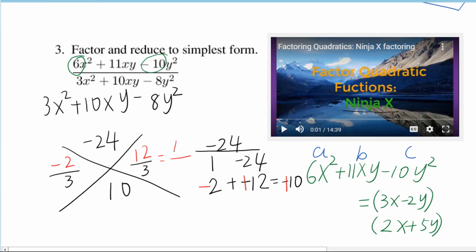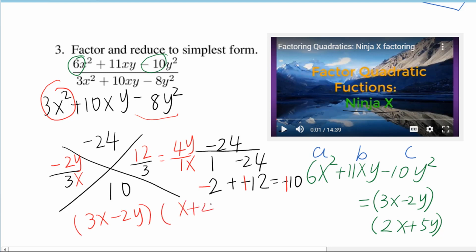Then reduce, you will get a 4 over 1. Still, we need to put the y here and a y here, because negative 2y times 4y will be negative 8y squared. And 3x, here's 1x, so that you can get this 3x squared. Then we use bottom up. Factor will be 3x minus 2y times x plus 4y.